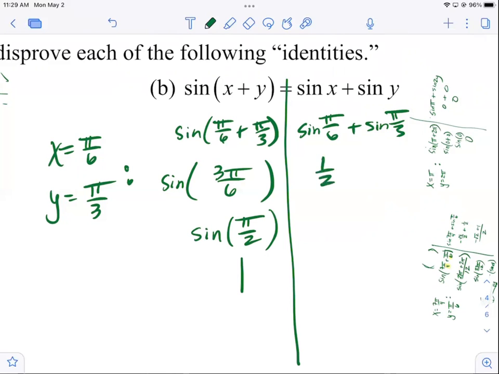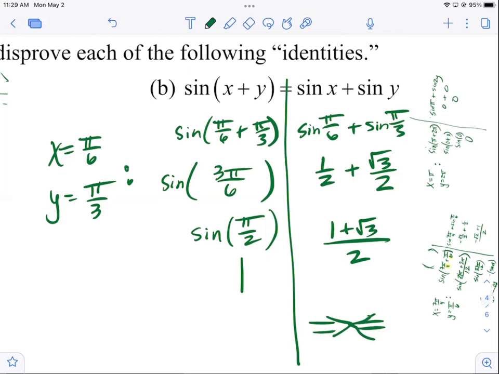Okay. Now let's look on this side. Sine of pi 6 is a half. Sine of pi thirds is square root of 3 halves. So when I add those together, I get 1 plus the square root of 3 over 2. Huh. Is 1 plus the square root of 3 over 2 equal to 1? No. I don't know what it's equal to as a decimal, but I sure know it's not equal to 1. Because 1 plus the square root of 3 is not equal to 2. So now instead of putting a not equal sign, we'll put the contradiction there.